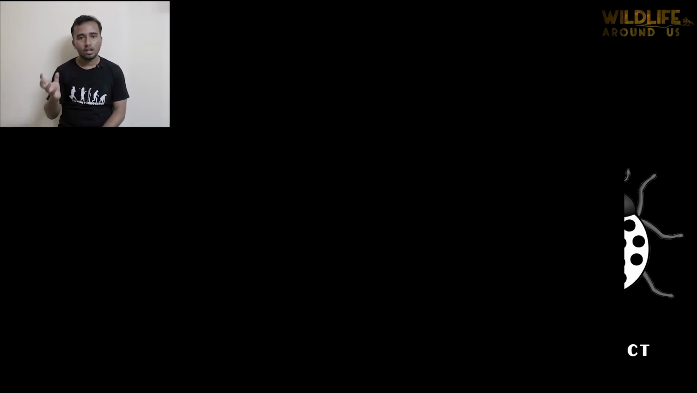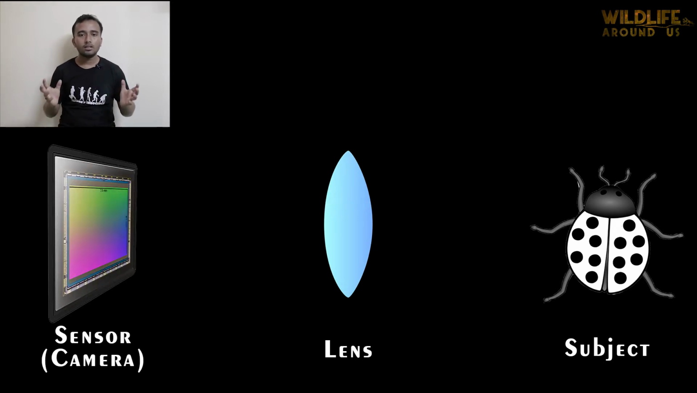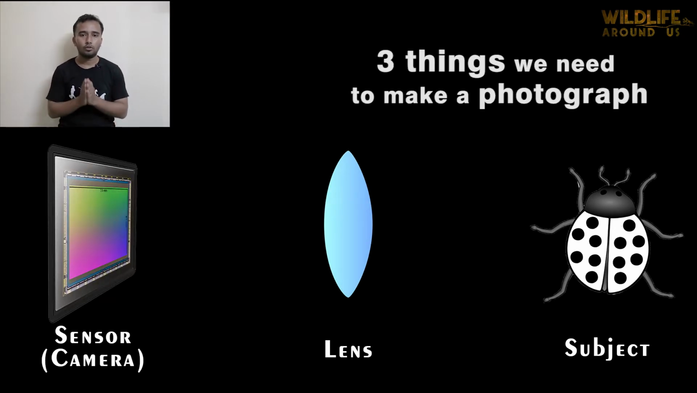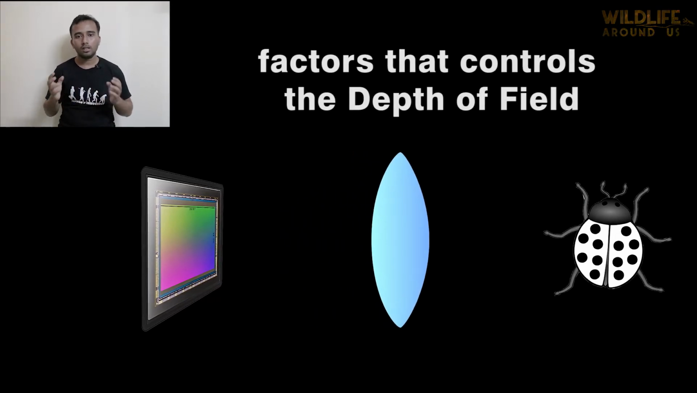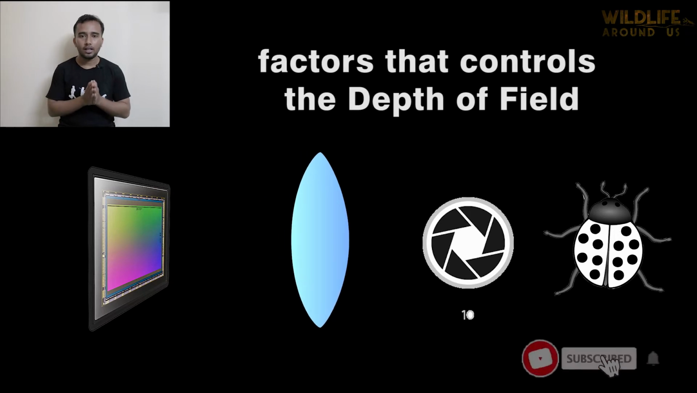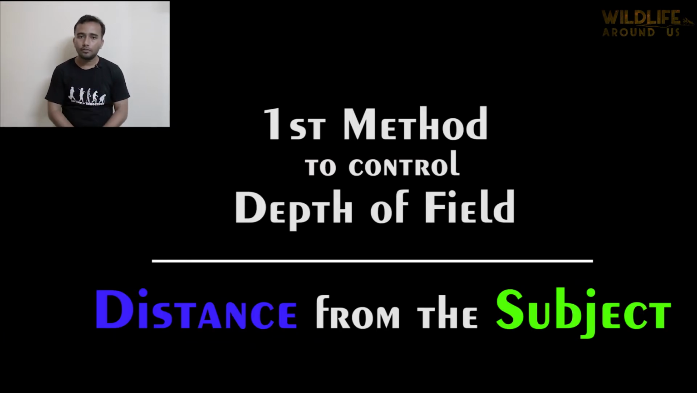Well, when we photograph a subject, what do we have in our hand? The subject, the lens and the camera. These are the three basic things that we need to photograph a subject. So by changing the relative distances between these three things and by varying some technical aspects, we will see how to control the depth of field. There are basically three methods by which we can do this. Let's come to the first method.